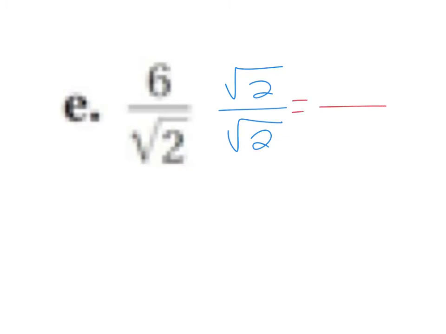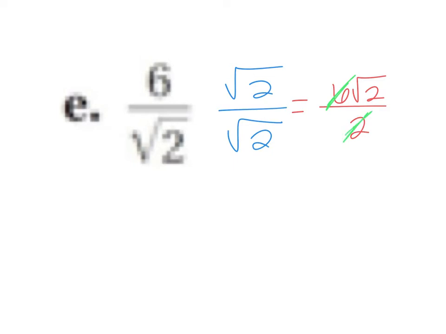Okay, we multiply straight across. So 6 times the square root of 2 is just 6 square roots of 2. Square root of 2 times the square root of 2 is 2. All right, am I finished? Nope. You can reduce the numbers on the outside.